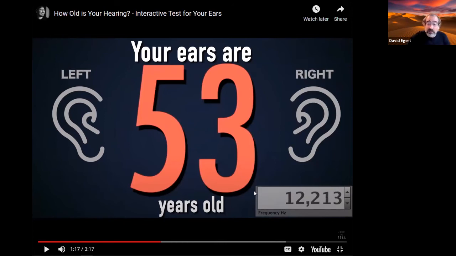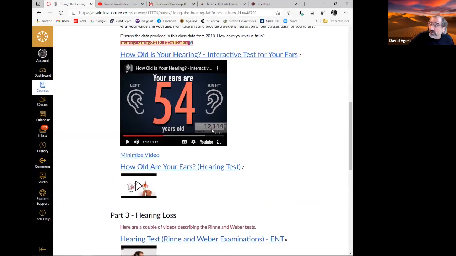So don't do it through Zoom. Zoom has all these things that try to optimize for voice, but then it messes with what sounds sound like. So do this at home. Earphones are best. And note the frequency where you hear it.